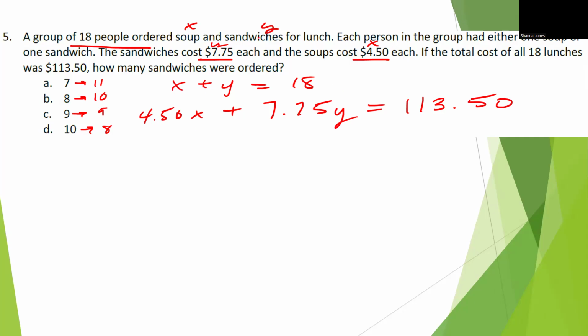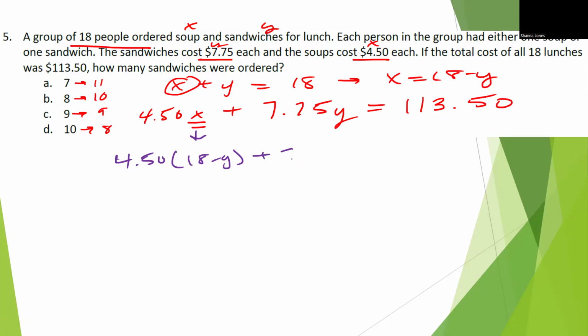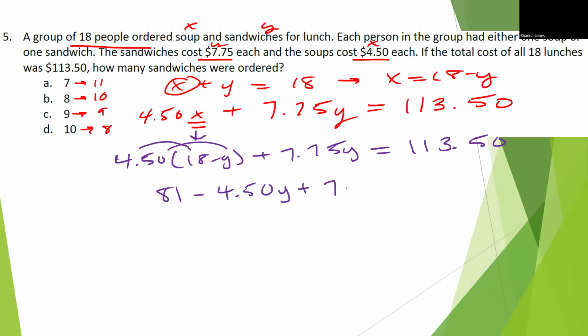Because we're trying to figure out how many sandwiches, and I labeled sandwiches as my Y's, that means I need to get X by itself because I have to now replace the X because all I'm talking about are sandwiches. Does that make sense? So when I get X by itself, that means that X equals 18 minus Y. So everywhere that there's an X, I can substitute in so that now all I'm doing is solving for Y's. So this becomes 450, and this was X, so it now becomes 18 minus Y, plus 775y equals 113.50. Okay, we distribute. This is 81 minus 450y plus 775y equals 113.50.